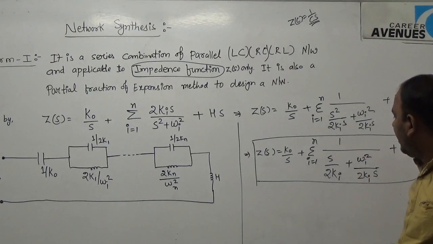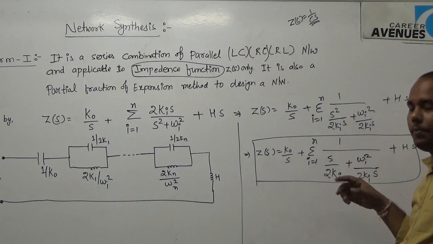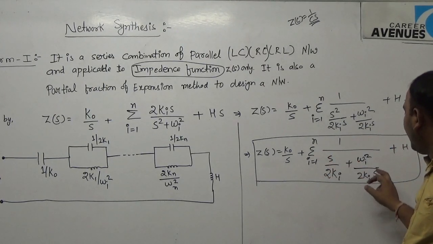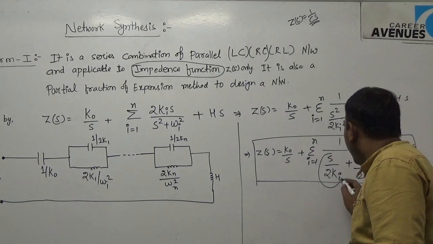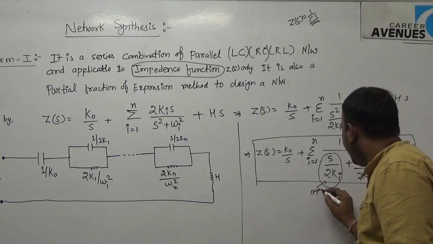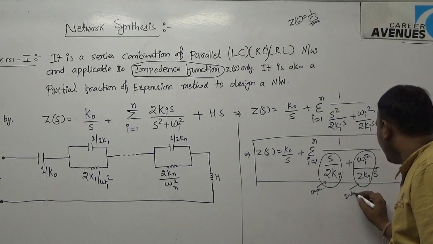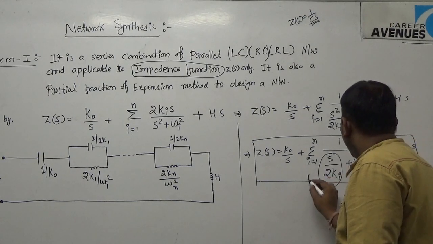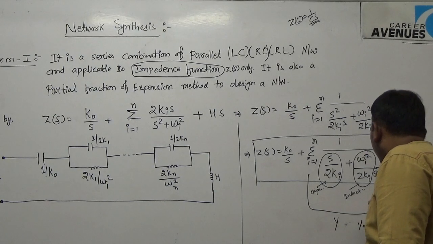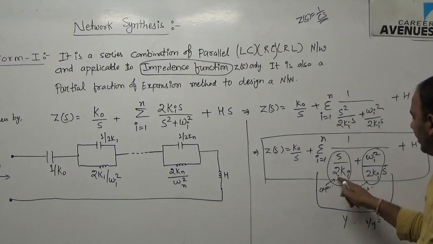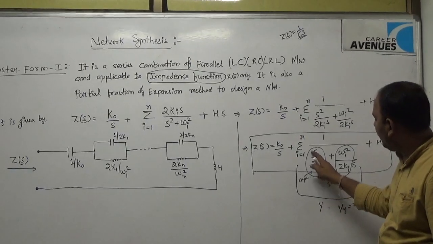For admittance, S represents the capacitance and 1 upon S represents the inductor L. So this part will give the value of the capacitor, and this part will give the value of the inductor. This whole part will give Y, because 1 upon Y is equal to Z. So the coefficient of S will give the amplitude of the capacitor.